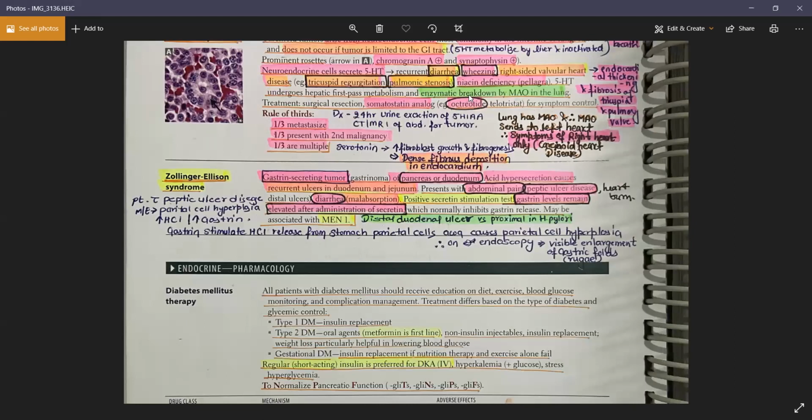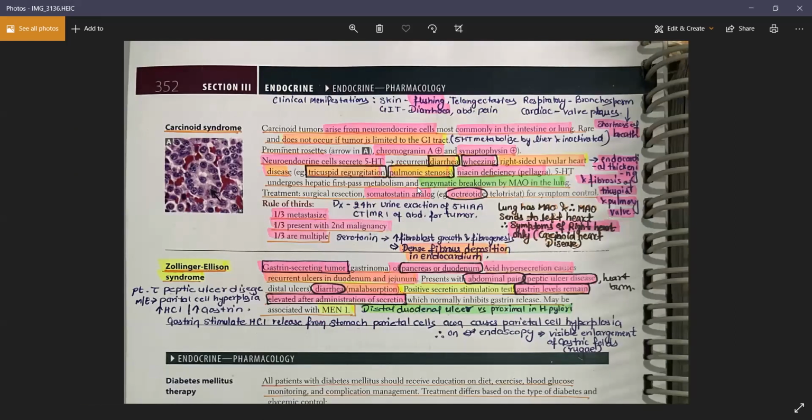And yeah, thank you. Remember these symptoms also. Flushing, very important. See, for the clinical manifestations, all of them are due to the serotonin release. In the skin, it will cause flushing and telangiectasias. In the GIT, it will cause diarrhea and abdominal pain. In the respiratory system, it will cause shortness of breath. In the cardiac system, it will be seen as valve plaques.